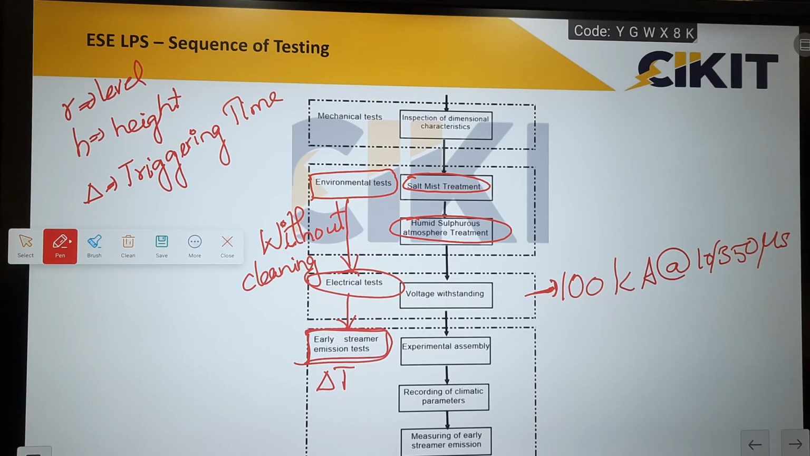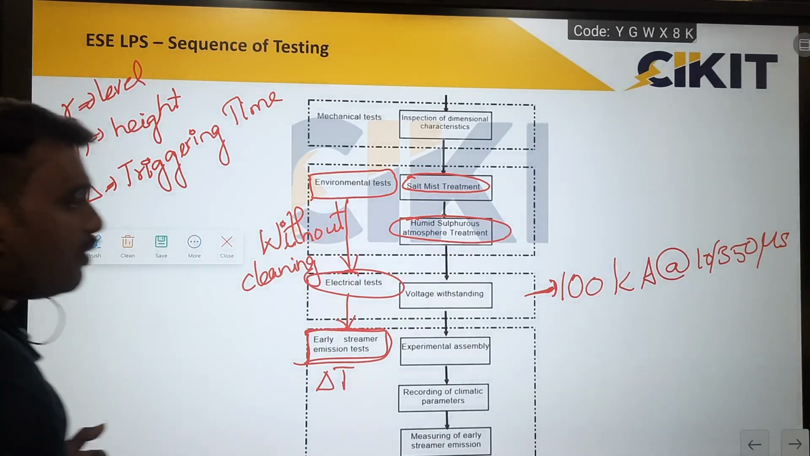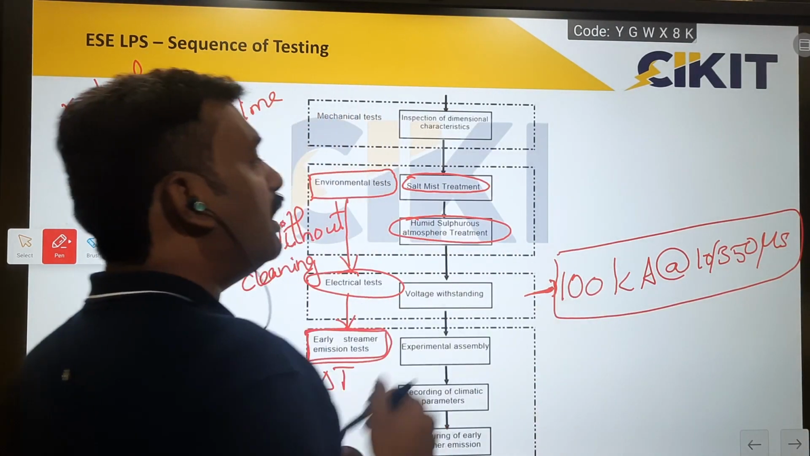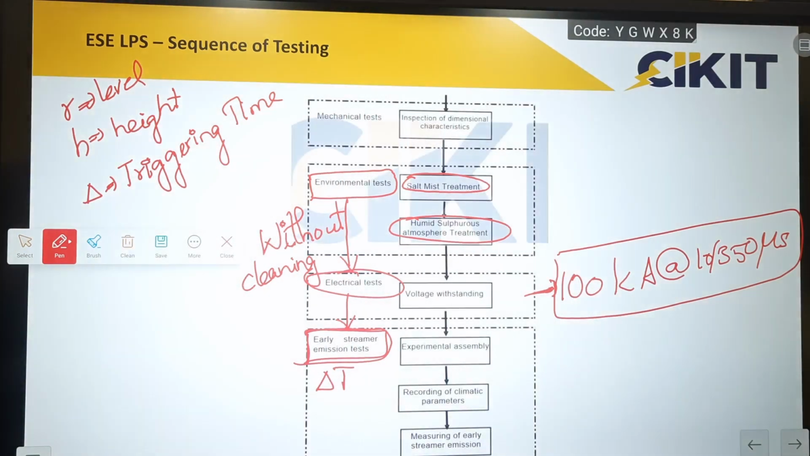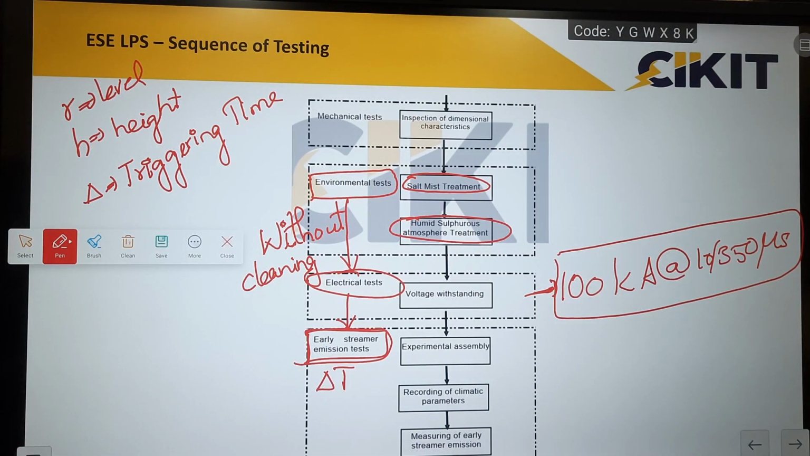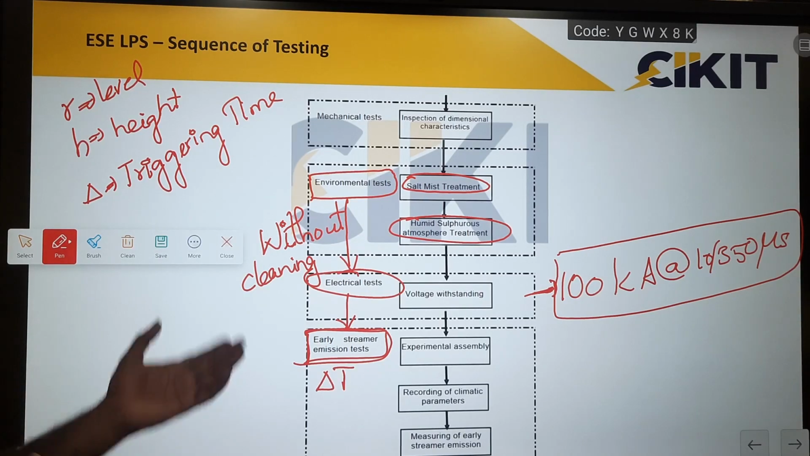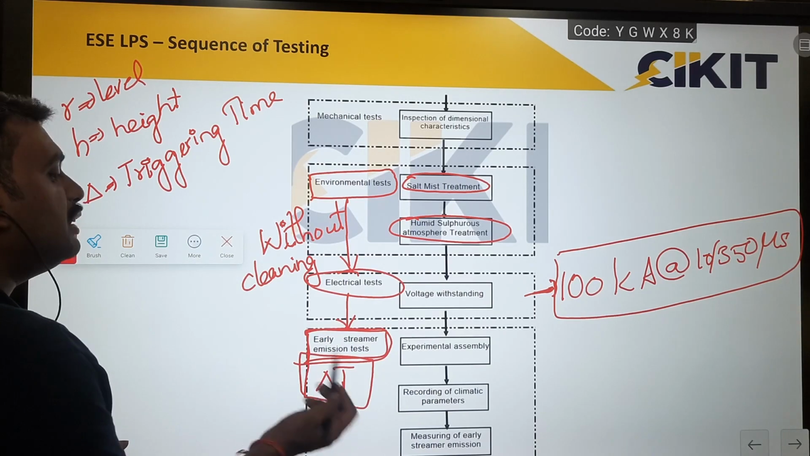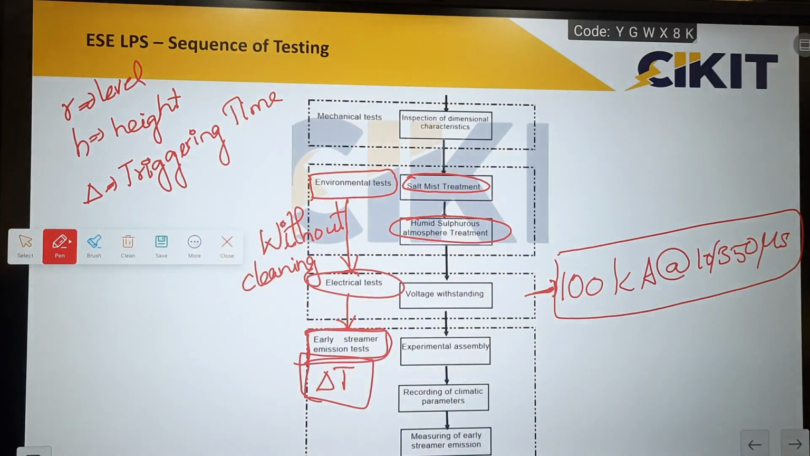In India, we don't have any labs for performing 100 kA at 10 kA per second. The maximum rating is only 70 kA, but 2 at 8 by 20 microseconds. At present, we are performing the testing in either Turkey or Spain or other countries. We don't have the testing facility for performing this Delta T also. So for that, we have to perform testing in different countries.